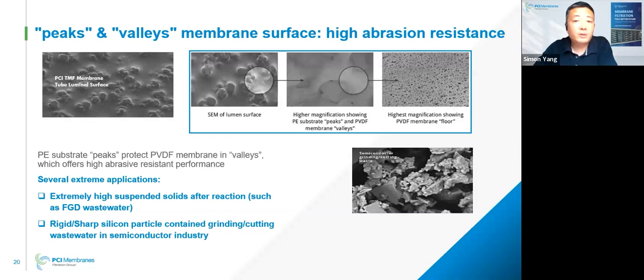To give you an example, this SEM shows silicon particles from semiconductor backgrinding and die saw processes. The particles are very tiny, rigid, and very sharp. It's really a challenge for hollow fiber UF or other membranes, but TMF can handle such types of particles because of high abrasion resistance.